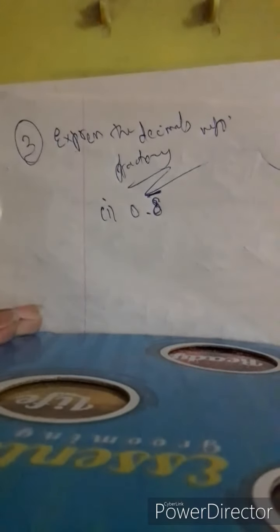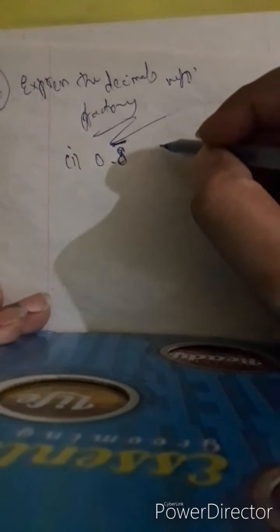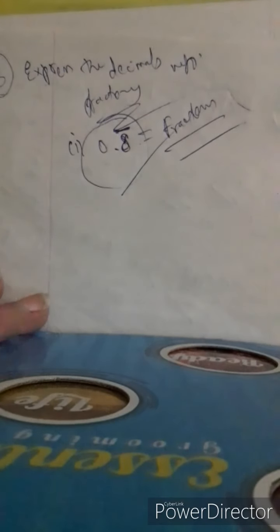0.8 bar. I hope you are able to see it here. So express the decimals into fractions. Suppose we are given 0.8 bar, that is 8 is repeating continuously after the decimal. All right, so how do we solve it? We have to express this as a fraction. So I'll show you the method for 0.8 bar.